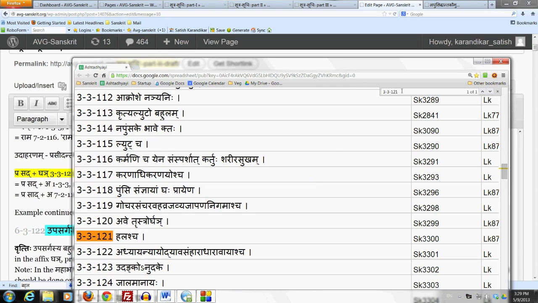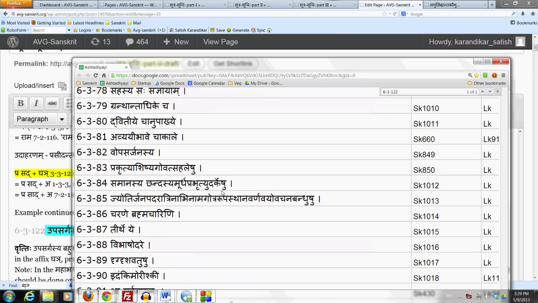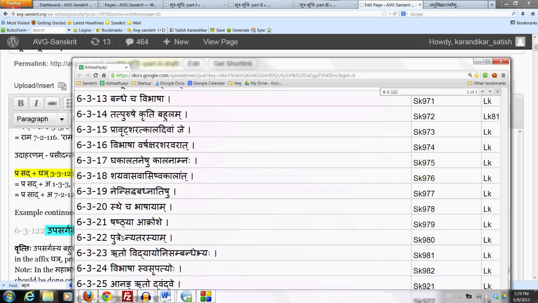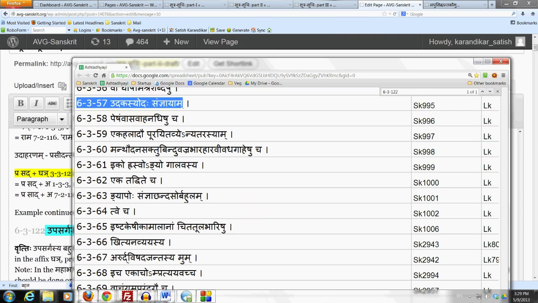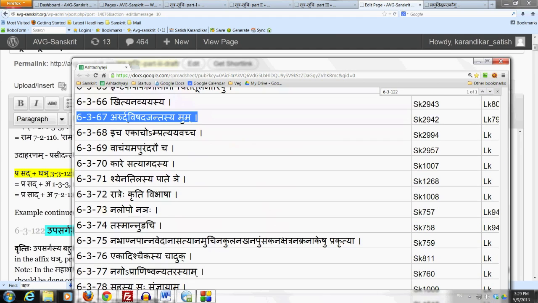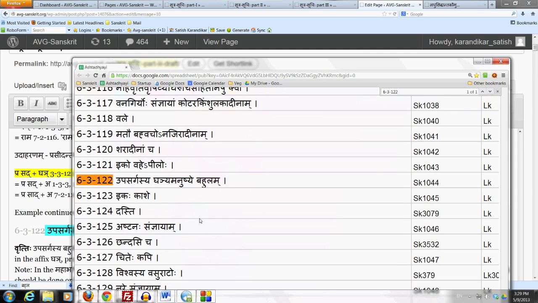It is not entirely new to us. We have studied a few rules in this section. For example, 6.3.14, which says tatpurushe kriti bahulam. We have also studied 6.3.57, which is udakasyo dasanyayam, as well as 6.3.67, arudvishadajantasya mum, as well as 6.3.112, sahivaho rodavarnasya. So this section is not entirely new to us, but that is not the main topic right now. We are coming here only so we can complete our form prasada. We'll take up this section of the Ashtadhyayi in much more detail when we study compounds.